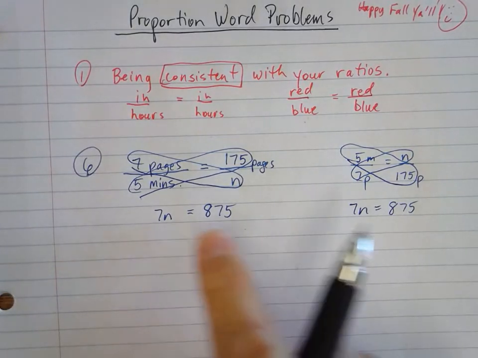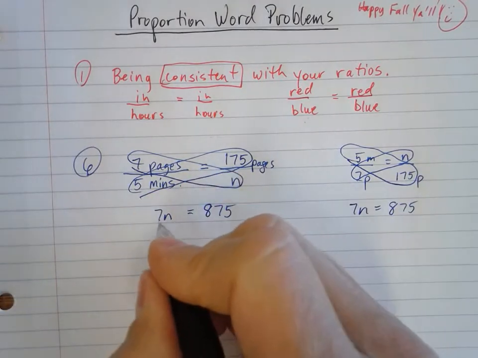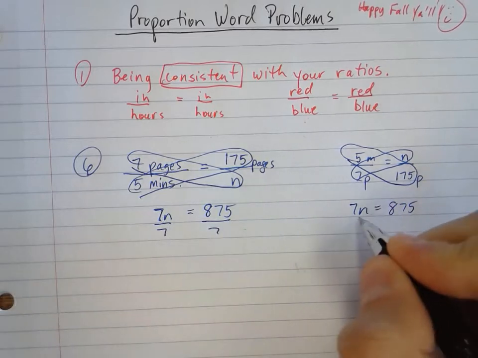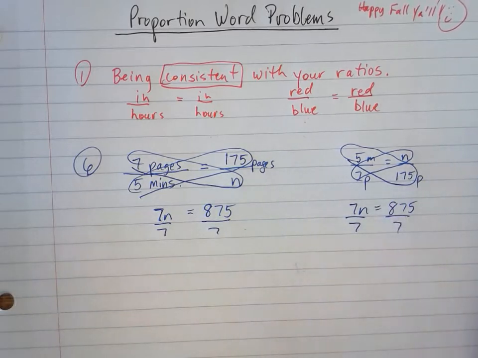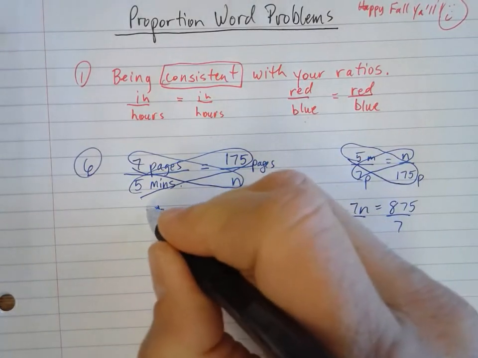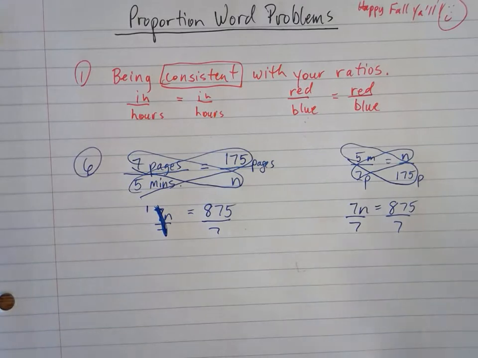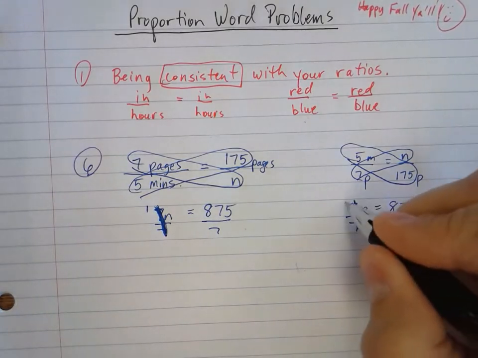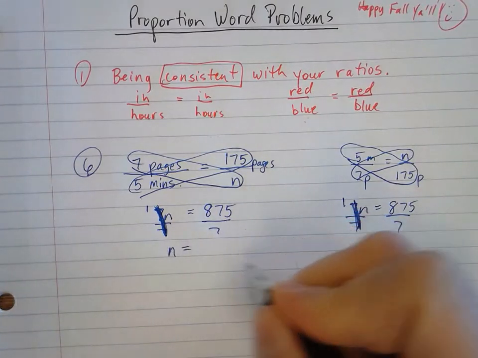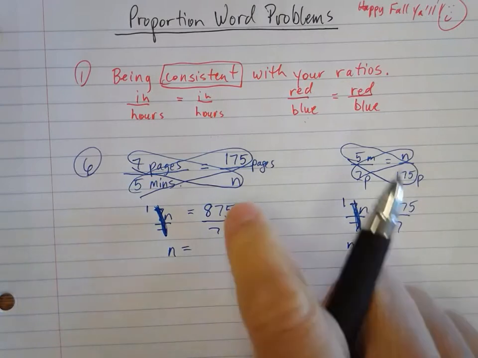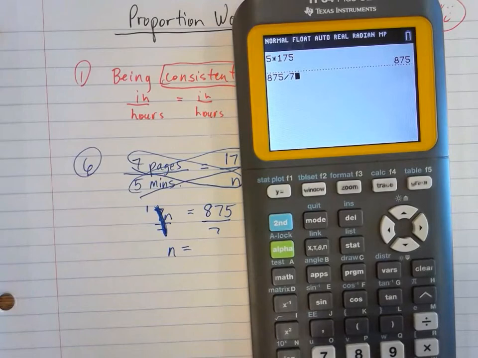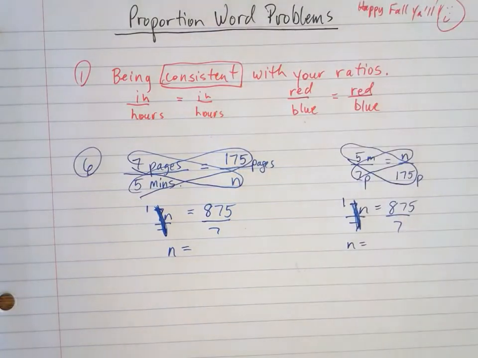Don't forget you've got to divide by whatever number is in front of the variable, which in this case, 7 is the number in front of the variable. So I divide by 7 on the left, I divide by 7 on the right. Of course, 7 divided by 7 is what? 1. So those cancel out. Same thing over here. 7 divided by 7 is 1, and they cancel out. So to get your answer, n equals whatever, you've got to do 875 divided by 7. That's 125.